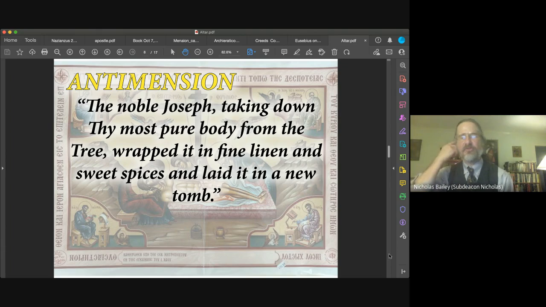The antimension stands in place of the bishop. This is what allows the priest, like a blessing from the bishop, to serve, that you have his authority to celebrate the divine liturgy as an Orthodox priest in an Orthodox parish. This one's in Greek, but at the bottom will be his signature. He'll physically sign the antimension.